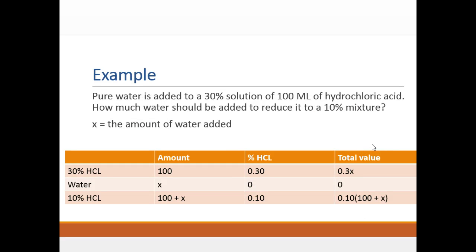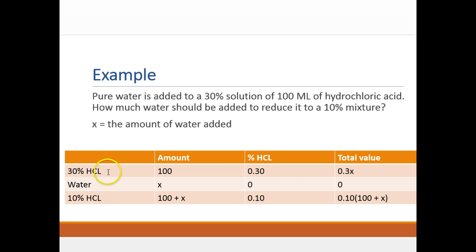Here's an example more along the lines of chemistry. It says pure water is added to a 30% solution of 100 milliliters of hydrochloric acid. How much water should be added to reduce it to a 10% mixture? Now we only want to find one thing, and that's the amount of water to be added. In this case, we already know the amount of the 30% solution.